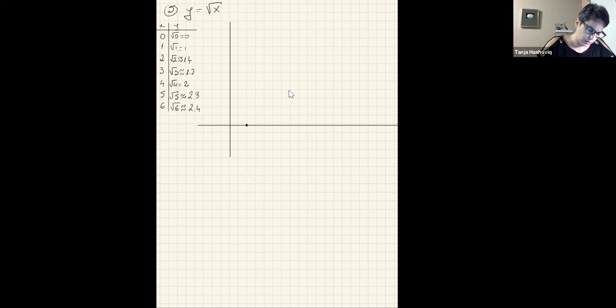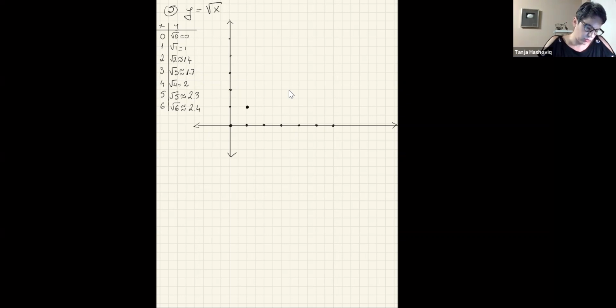Let me consider larger intervals here. So 1, 2, 3, 4, 5, and 6. 1, 2, 3, 4, 5, and so on. All right, so let's see. 0, 0 is here. Square root x is equal to 1, and y is equal to 1. It is this point here.